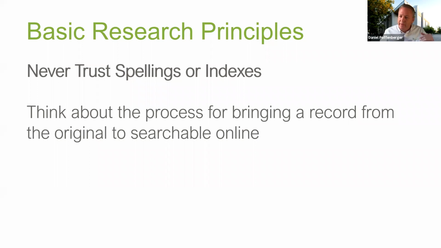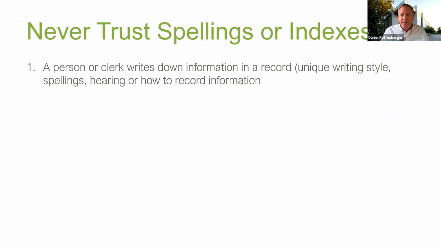And indexes as well. And I'll show you some fun examples of why that's true. But it's important to think about the process for bringing a record from its original to being searchable online, right? So some of these slides are a little smaller, but I figure you're on your screen. So forgive me for some of the font being smaller than I would use to project. But I'm taking advantage of the fact that you're all on screen, so hopefully you can see them. But right, an original record, you have a person or a clerk, as we say, who's writing down information in a record, and they might hear it a particular way. They might have a unique writing style. You don't know necessarily what they're dealing with.